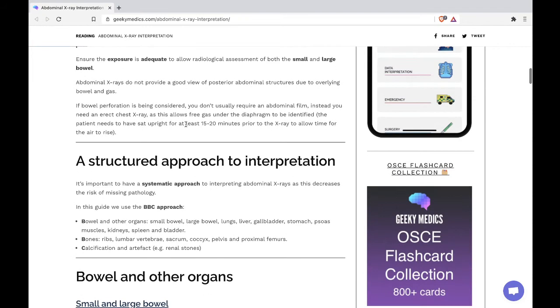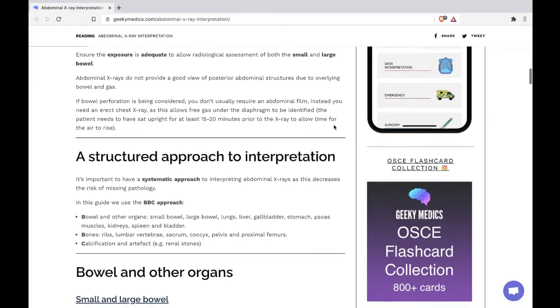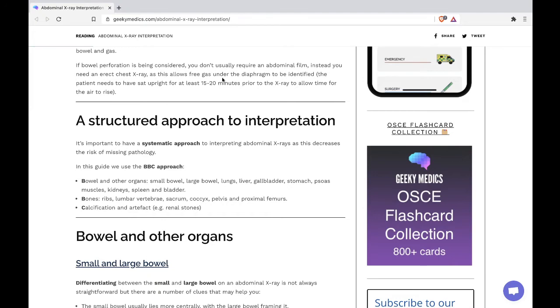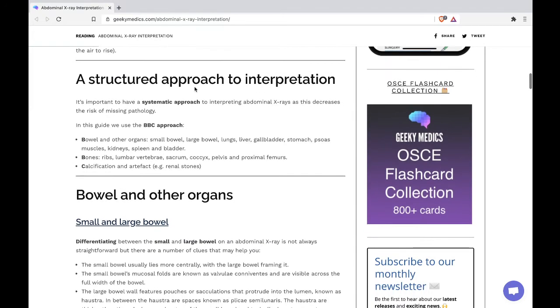If bowel perforation is being considered, you don't usually require an abdominal film. Instead, you need an erect chest X-ray, as this allows free gas under the diaphragm to be identified. The patient needs to have sat upright for at least 15 to 20 minutes prior to the X-ray to allow time for the air to rise. Okay, so bowel perforation: chest X-ray, not abdominal X-ray.